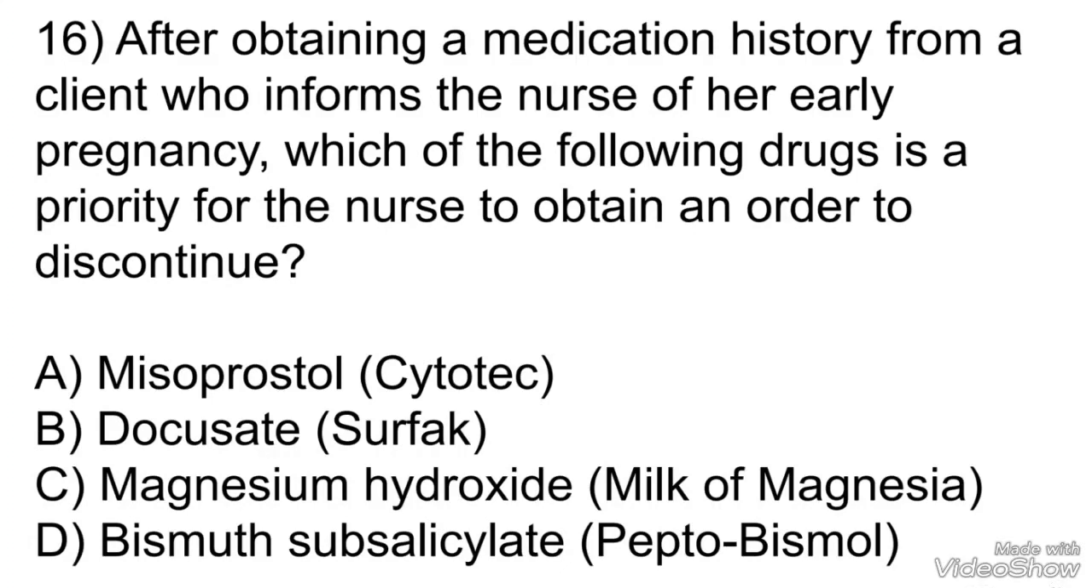16. After obtaining a medication history from a client who informs the nurse of her early pregnancy, which of the following drugs is a priority for the nurse to obtain in order to discontinue? A. Misoprostol. B. Docuzit. C. Magnesium hydroxide. D. Bismuth subsalicylate.